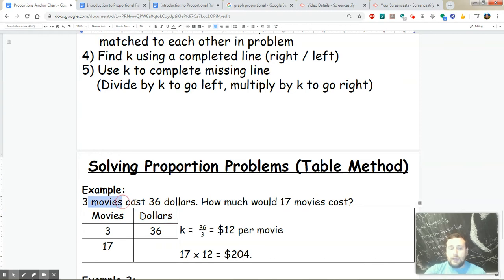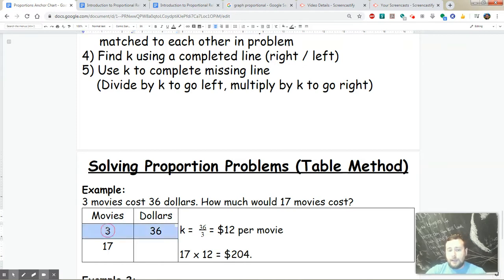So now I have two numbers in the same sentence, 3 and 36. I put them in the same row, matching them to the words, 3 movies and $36. Then I have the 17 movies. I put that match to the movies, and then I have a blank. Clearly, I'm looking for how much it costs, and that makes sense.